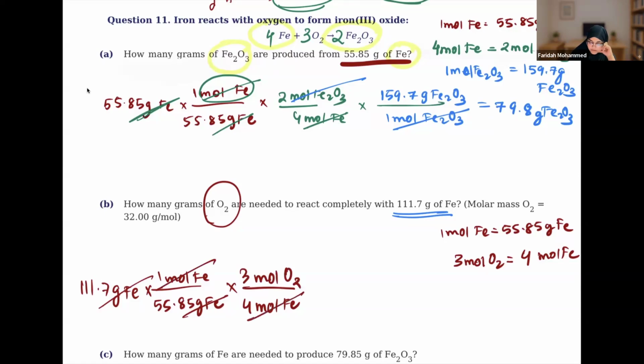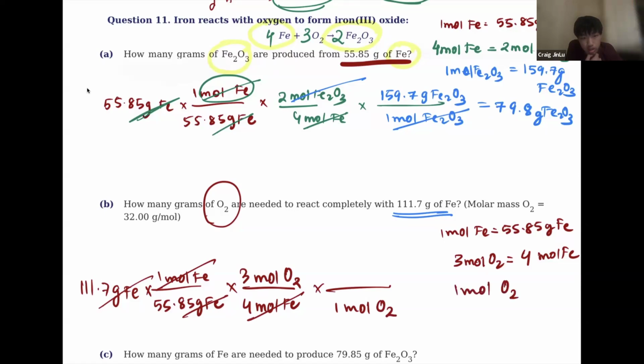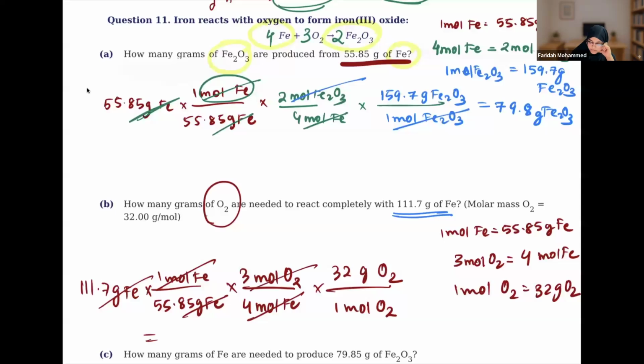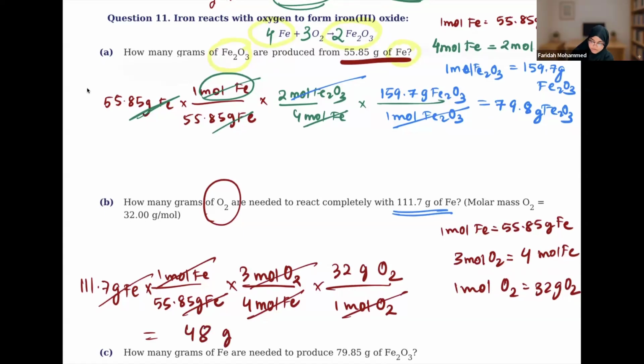So moles of Fe cancel out. And then 1 mole of oxygen, and the grams, which is 16 for one O. You have O2, so 32 grams of O2. So on the top would go 32 grams of O2. Moles of O2 cancel out, and then you just do the math. It's going to be around 48 grams of O2. That's it. Any questions?